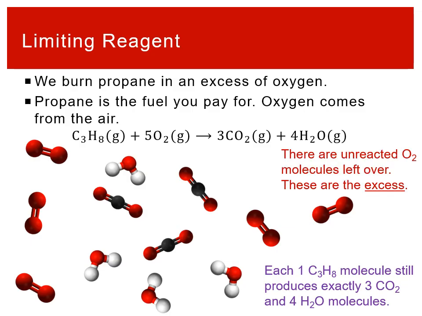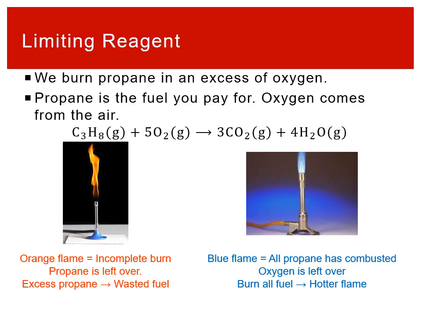There are unreacted oxygens, those are in excess. We can choose to make our reaction mixture in such a way that we guarantee that whichever reactant we don't care about is in excess. The reactant we really want to change, the reactant we paid more money for, we want to design to be the limiting reagent. And we can see this in how flames look.